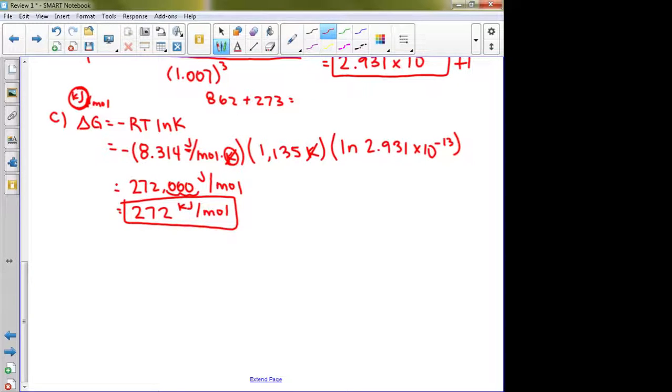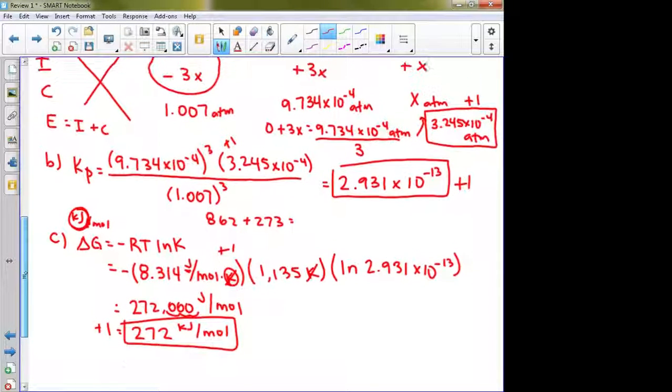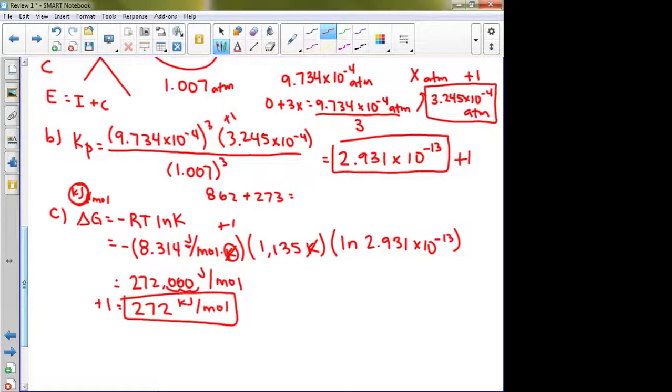1 point for setting this up correctly. 1 point for getting the answer. If you set it up correctly, you ought to get the right answer. Well, sometimes you don't. Some people just mess up. But they have a calculator, and as long as you get the right answer to the numbers you plugged in, you get the 1 point.